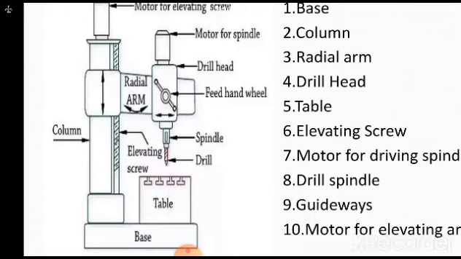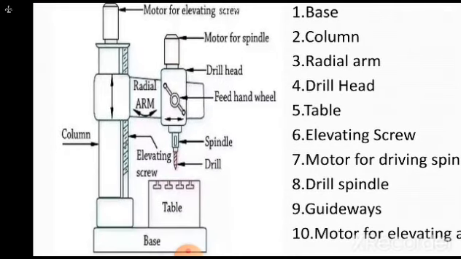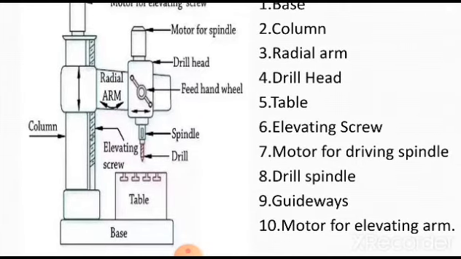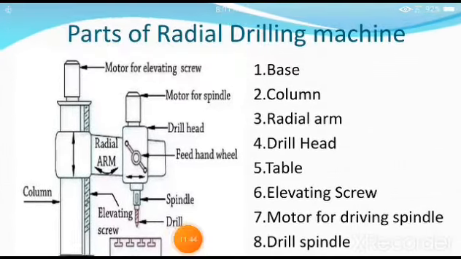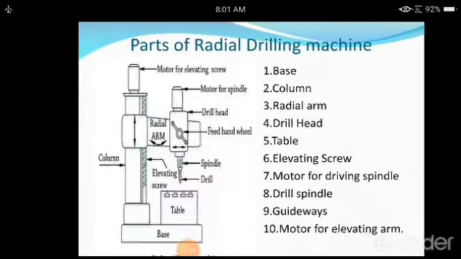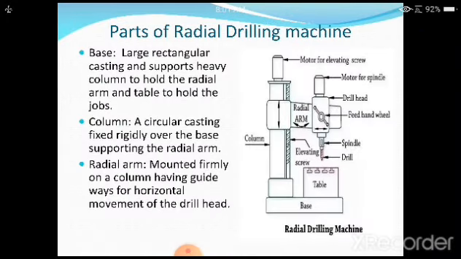Then you will be having the guideways. This is called the guideways, through which it is possible to make the column move up and down. And the last one is called a motor for elevating arm. So these are the different parts of the radial drilling machine, which we are going to discuss in detail again with the sketch there.